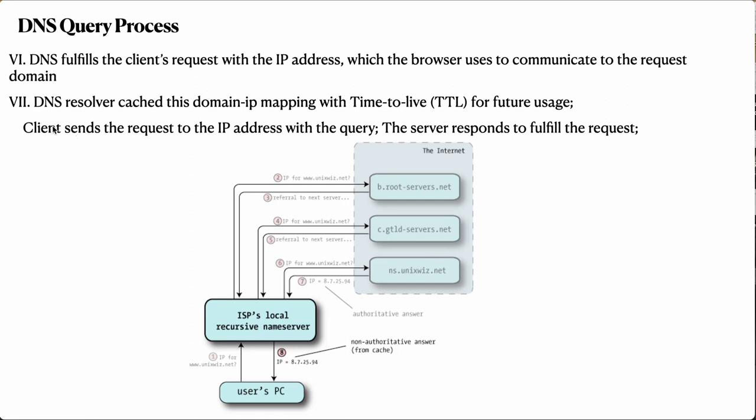The DNS resolver caches this domain IP mapping with a time to live timestamp for future usage. The client will then send the request to the IP with the query, and the server will respond to fulfill the client's request.